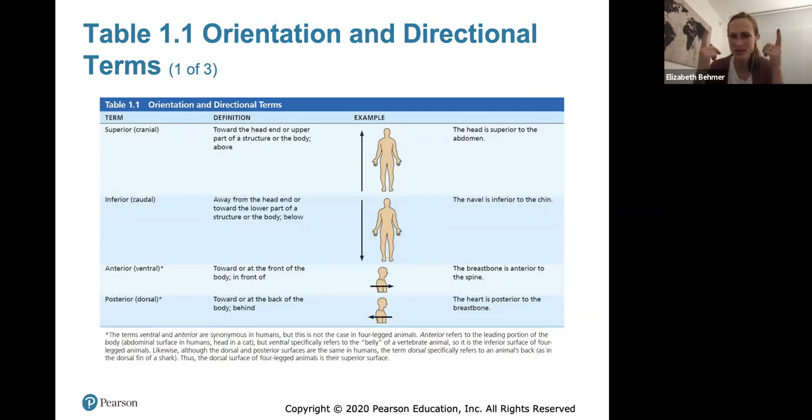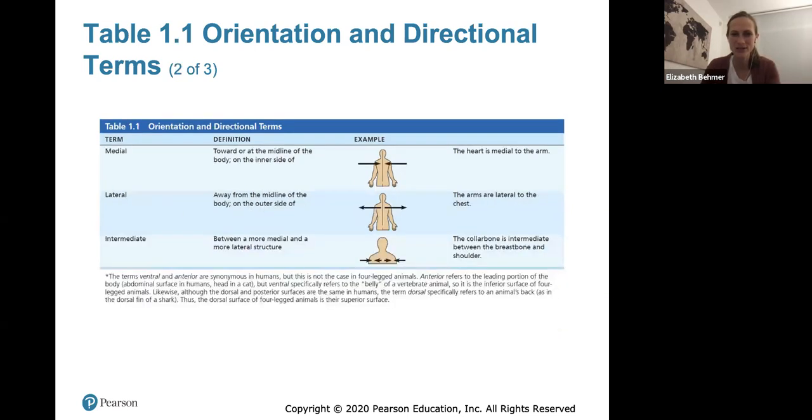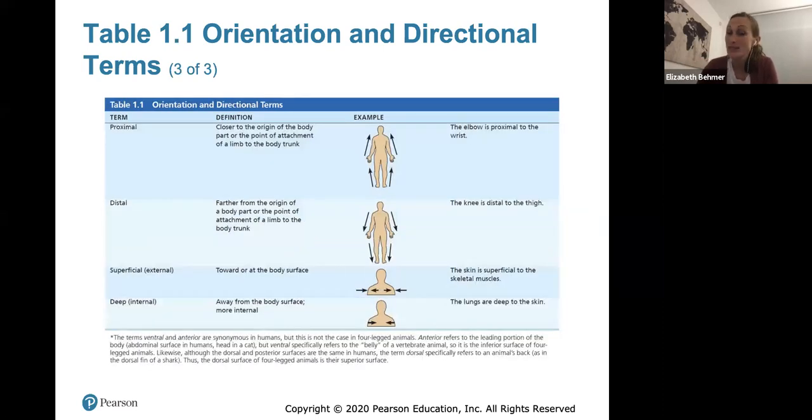You know what superior means, closer to the head, inferior, closer to the feet, anterior. Another word for anterior is ventral, posterior is dorsal. Medial and lateral have to do with closeness to the midline. Medial, lateral is away from the midline. Intermediate, I won't test you on too much. It's describing between a more medial and a more lateral structure, but don't worry about that one. Proximal and distal. Proximal is closer to the origin of the body part or closer to the trunk. Distal, think of distance, kind of the tips of your toes or the tips of your fingers.